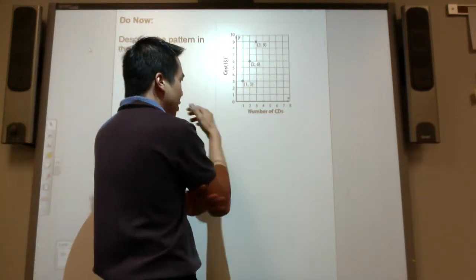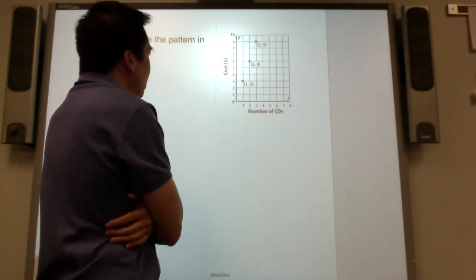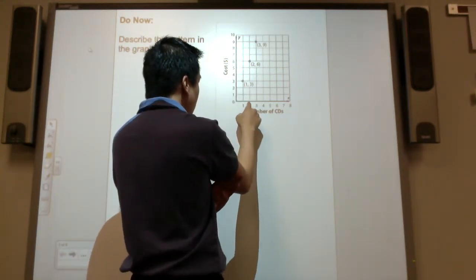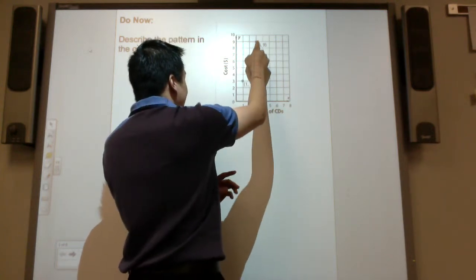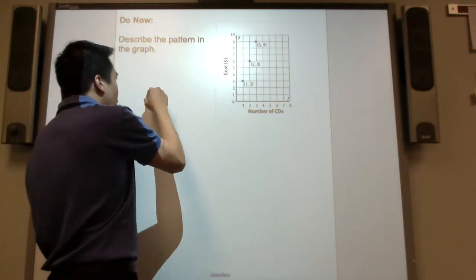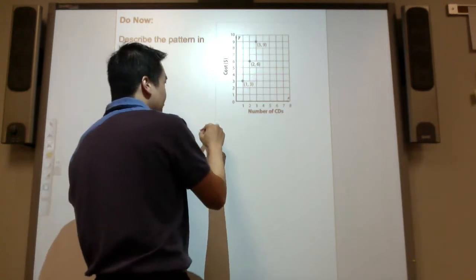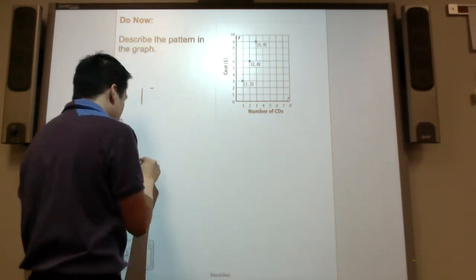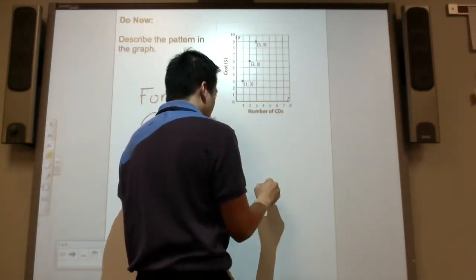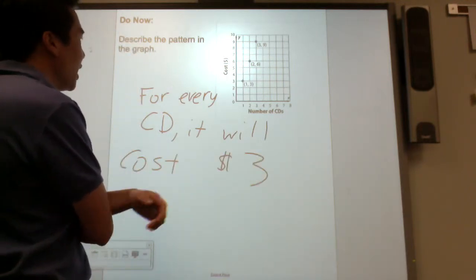The x-axis is about the number of CDs. The y-axis is about the cost of these CDs. So let's see, 1, 3. 1 CD, $3. 2 CDs, $6. 3 CDs, $9. It looks like, from what I can tell, for every CD, it will cost $3. That's what I can tell from this.